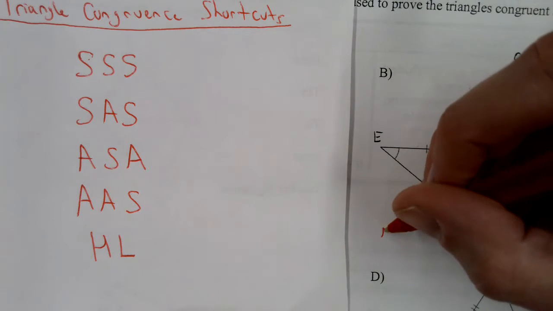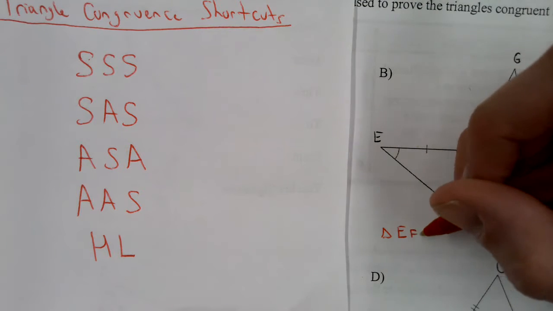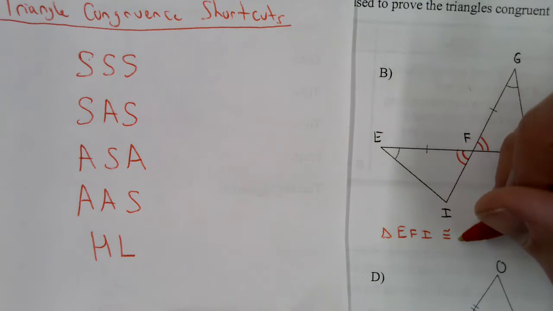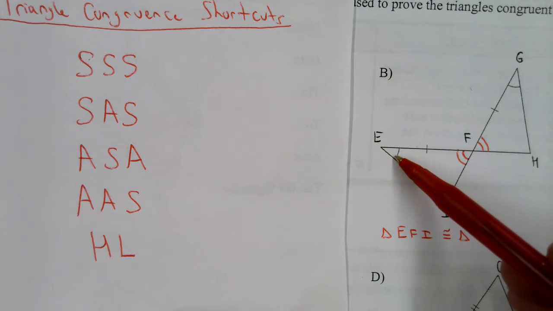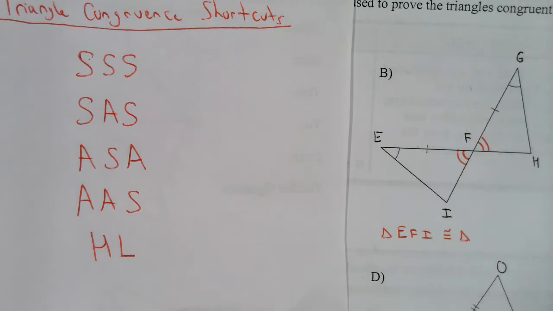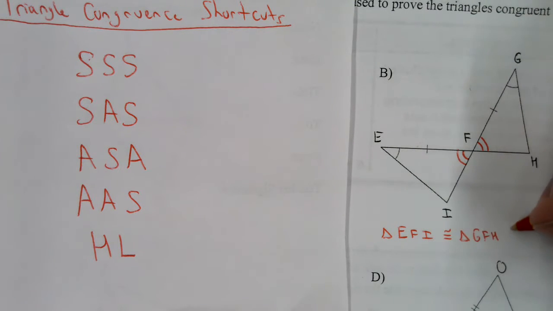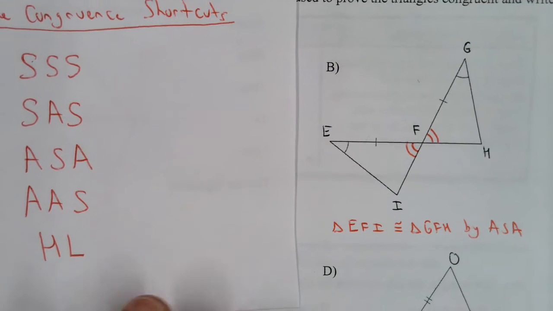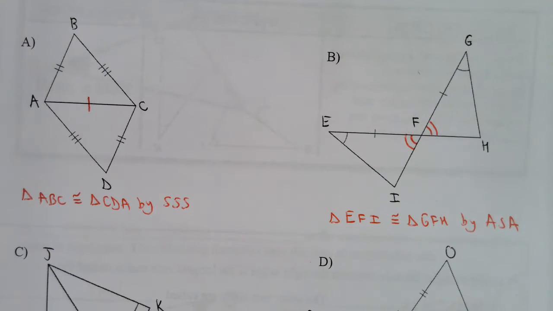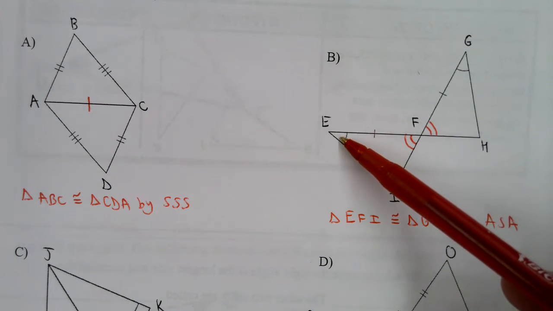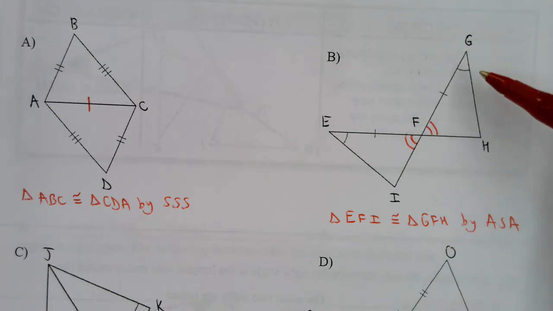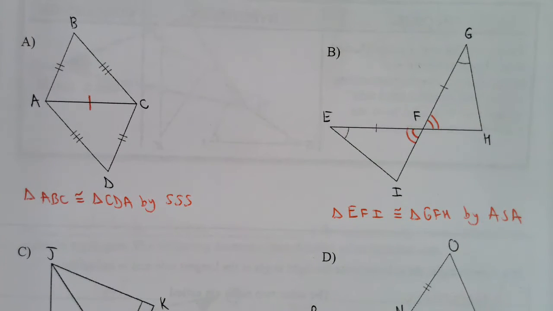So I'm going to say triangle EFI. I'm doing the angle with 1 arc, 2 arcs, then no arcs. I have to go in the same order for the next one. So I'm going to say it's congruent to triangle GFH by angle, side, angle. Okay? Angle, side, angle. It's the included side.